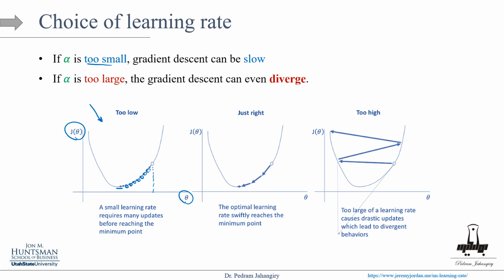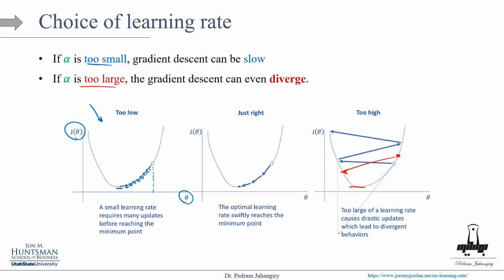On the other hand, if the alpha is too large, then gradient descent can even diverge. We say it can jump over the minimum, or it can even diverge. Let me show you an example of it jumping. For example, we start from here, and imagine alpha is very large, and instead of going this way, we go this way. So we pass the minimum, and this is a problem.